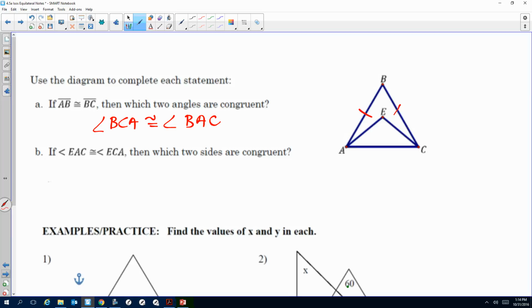Thank you. All right. Now, we have angle EAC. I'm going to put double arcs to show that angle. If I have angle EAC congruent to angle ECA, so I'm now looking at the triangle in the interior of triangle ABC, then what two sides are congruent? We look opposite. Segment AE is congruent to EC. So I can add the two tick marks to show those are congruent.